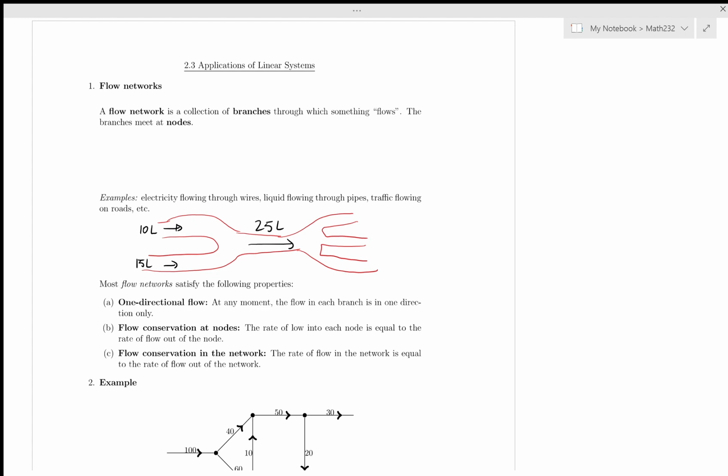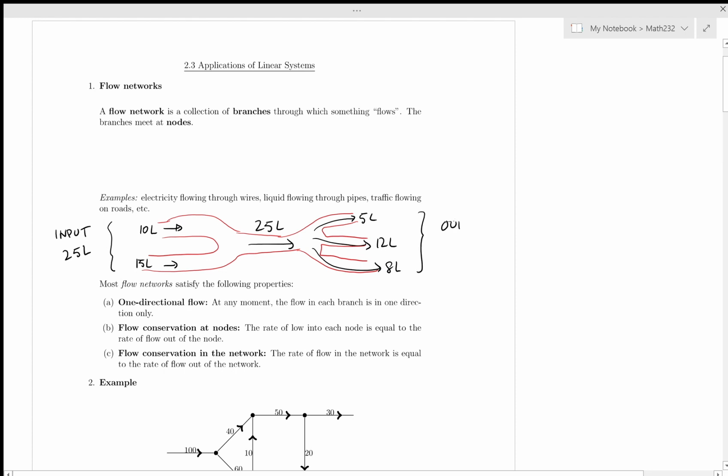So we expect 25 liters there, and then there's three paths for it to flow out. Maybe the pipes aren't quite the same size, and we have 5 liters flowing out here, 12 liters flowing out here, and 8 liters flowing out here. Again, we would expect that these three things would add up to 25, and that at the input here we would have some number going in. We have here in this example 25 liters, and then over here at the output we would also have 25 liters flowing out.